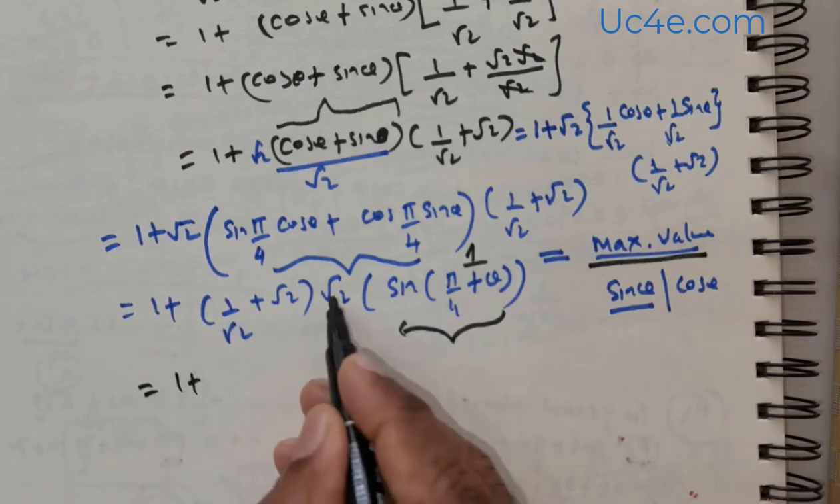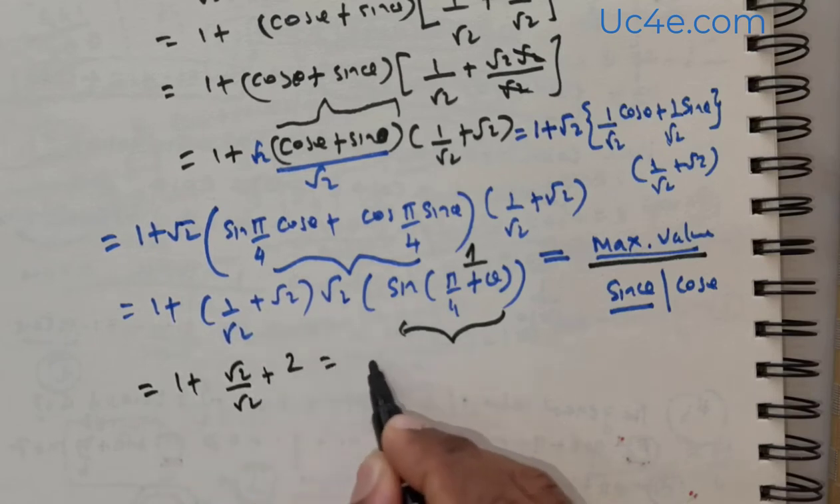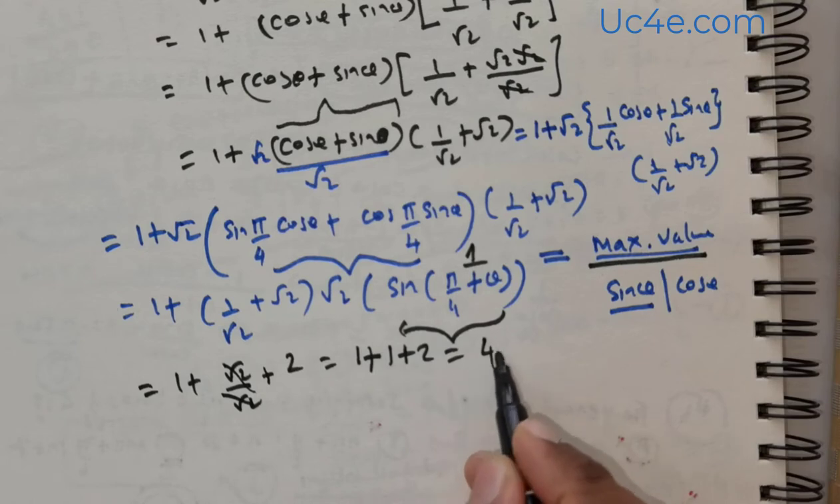So 1 plus, just distribute root 2 inside. So it's going to be root 2 divided by root 2. Root 2 times root 2 will give you 2. So there's going to be 1 plus 2, which is going to be 4. So this should be the value. 4 will be the solution.